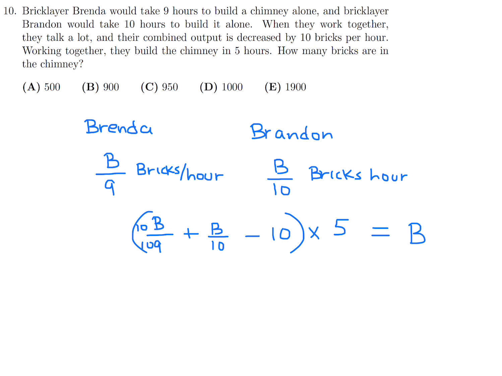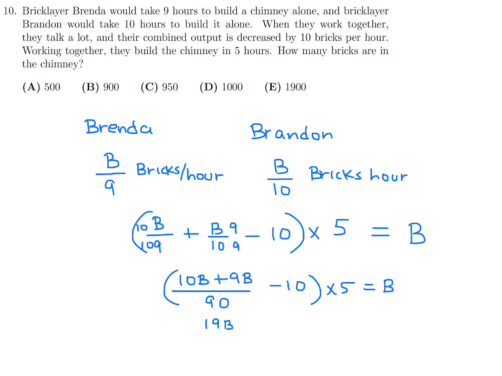All right, so let's get a common denominator. 10B plus 9B all over 90 minus 10, and this is all multiplied by 5 is equal to B. So let's see here, 19B over 90 times 5, and then minus 50 is equal to B.